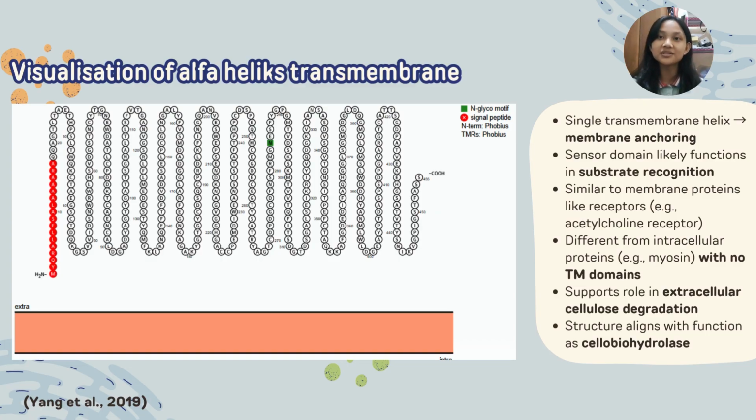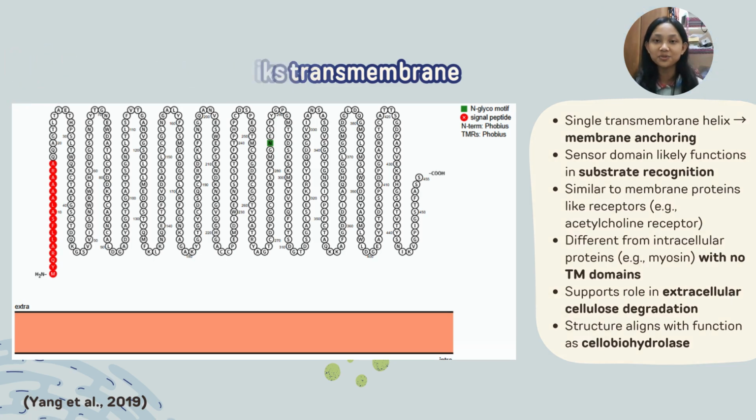This feature supports the idea that cbhA functions in interfacing with the external environment, consistent with its classification as a cellobiohydrolase involved in cellulose degradation. Unlike receptors like acetylcholine that have multiple transmembrane helices, cbhA only has one, showing a simple membrane interaction. Compared to intracellular proteins like myosin, cbhA has membrane-associated and extracellular features. This matches its role in cellulose breakdown, where membrane anchoring and substrate sensing are important.